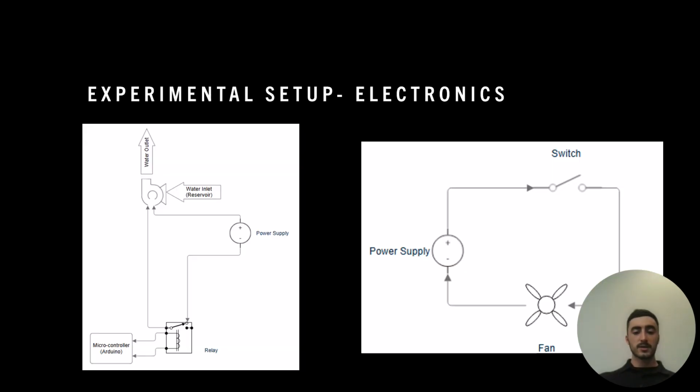So for the experimental setup for the electronics, the Arduino is connected to a relay, which is connected to the water outlet as well as the power supply. The positive side of the power supply is connected to the water inlet, which is the reservoir. The fan is operated on a simple switch system connected to a power supply. We can turn it on and off as necessary.